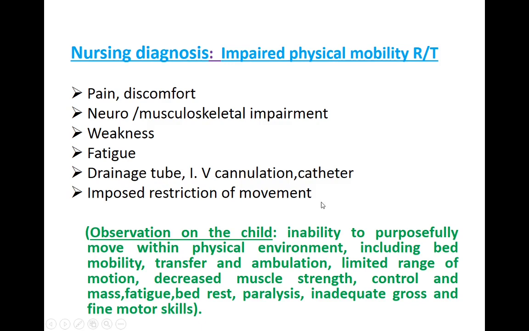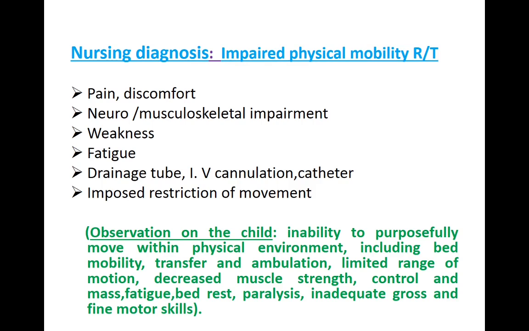What happens? In the hospital, once the child is admitted, we do not allow them to move out of the bed, right? Yes or no? Do you do that? Yes, ma'am. Yes. So this is an imposed restriction of movement. At least inside the ward or maybe inside the block, we can ask them to move. So this kind of imposed restriction is there. Either we do it or maybe the parents do it, because the parents are scared that the child might fall or something will happen to the child.